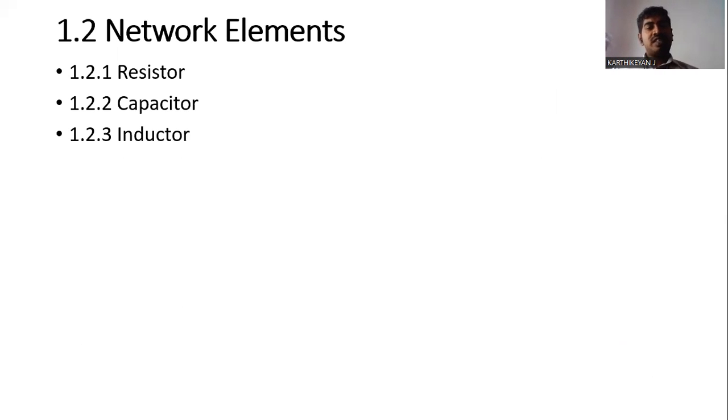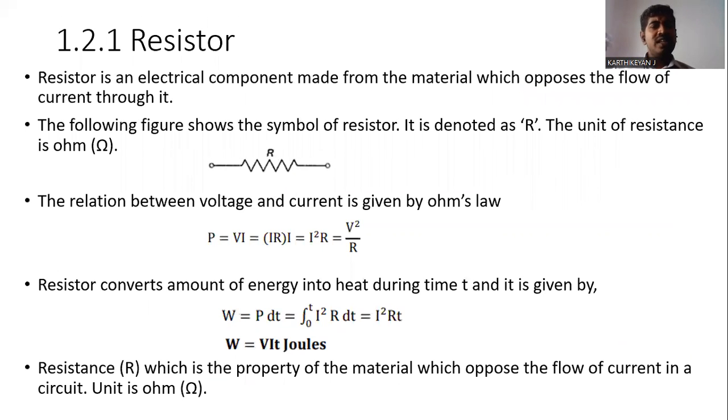The network elements can be classified into three types: resistor, capacitor, and inductor. The resistor has the property of resistance. That means it opposes the flow of electrons or current in a particular element. The symbol is denoted in this diagram, and the relation between the voltage and current is given by Ohm's law. So R equals V by I.